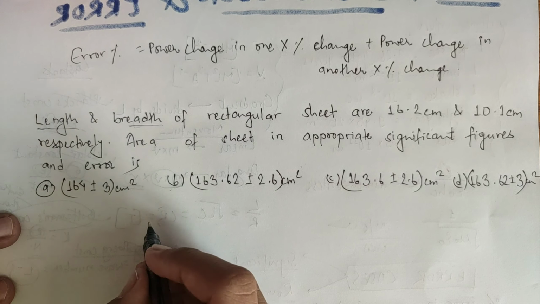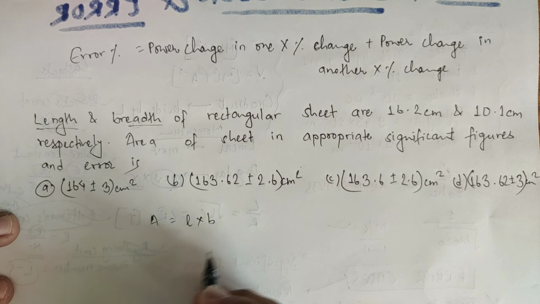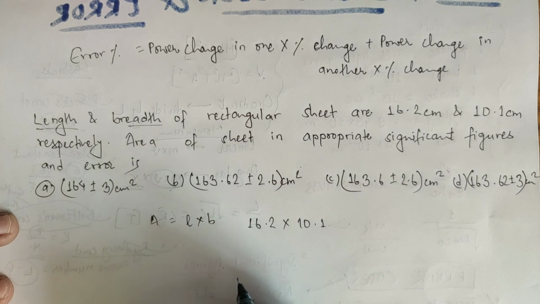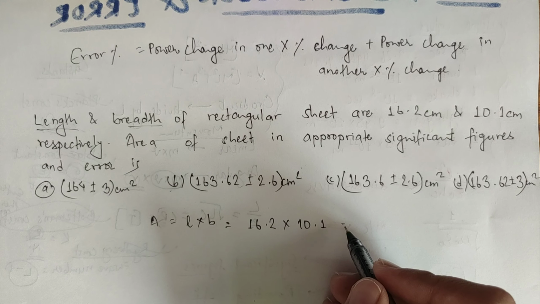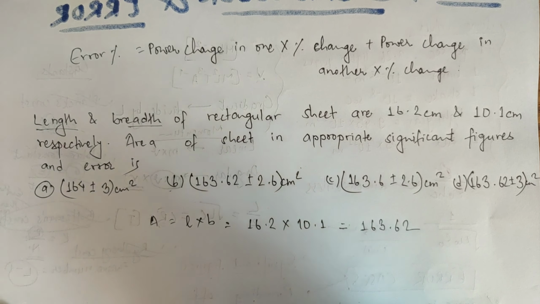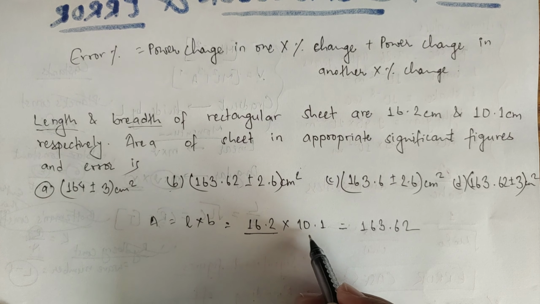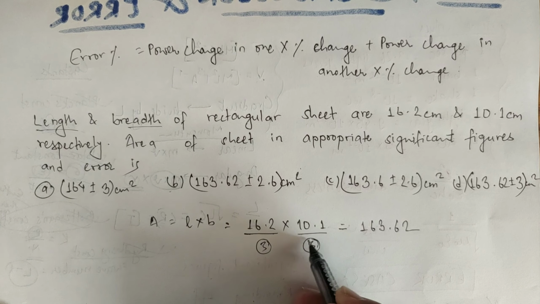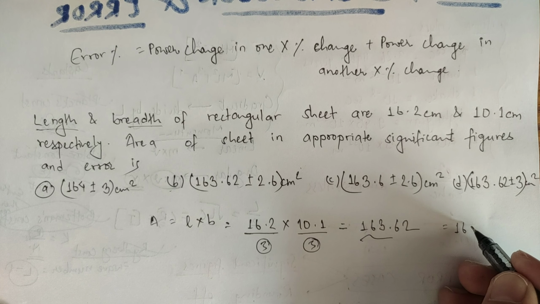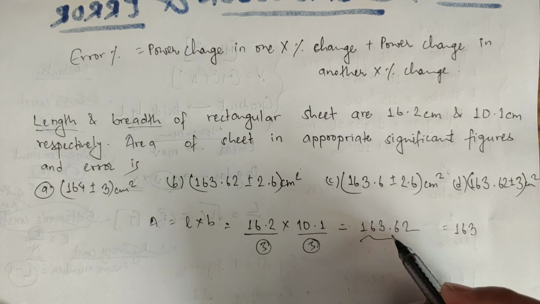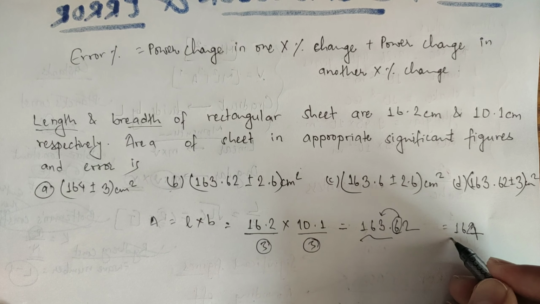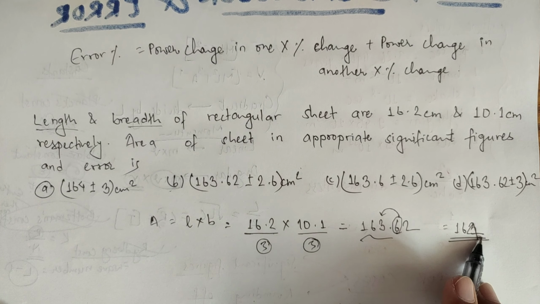So we know area is equal to length into breadth. Simple. So just multiply 16.2 into 10.1. You will get 163.62. But the significant figures here and here are 3 and 3. So you should take only 3 significant figures, that is 163. But you have to do the rounding off, so here is 6, so 1 will be added here, it will be 164. This is the answer for the first part.